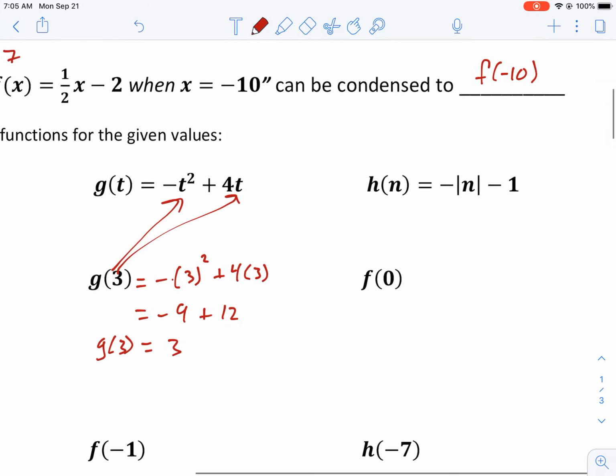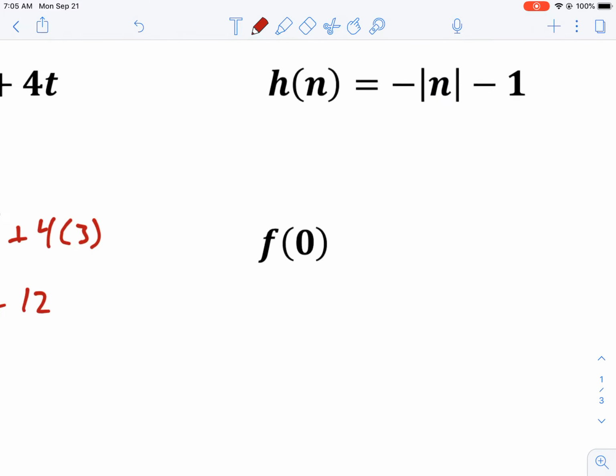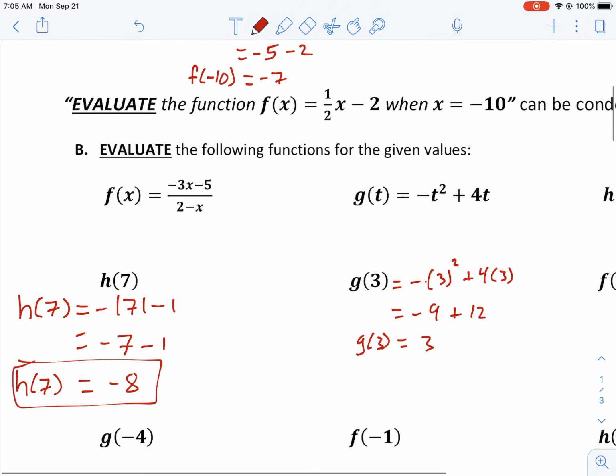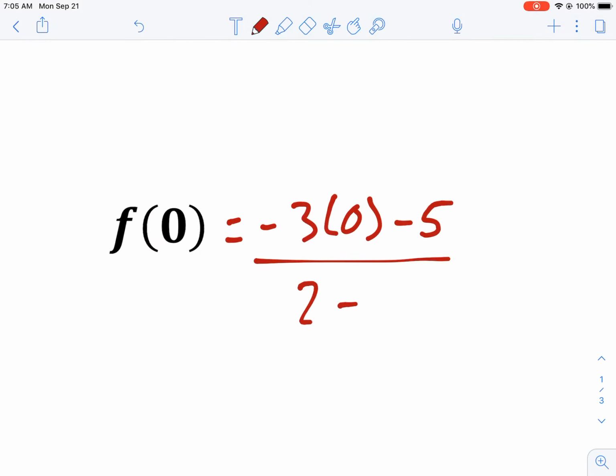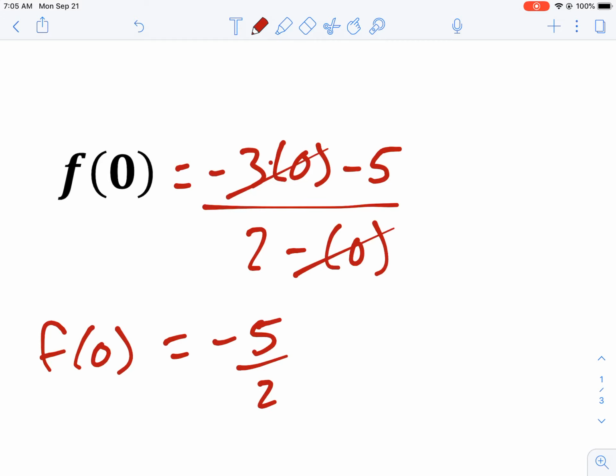All right, this is f of 0. So we're going to go into our f equation. Just make sure you keep paying attention to your letters. So our f equation is -3x minus 5. So that's going to be -3 times 0 minus 5. And then on the bottom, we've got 2 minus 0. So this is easy, right? Anything times 0 is 0. So that goes away. So really, we've just got -5 over 2, which is our answer. That'll be -5 halves.